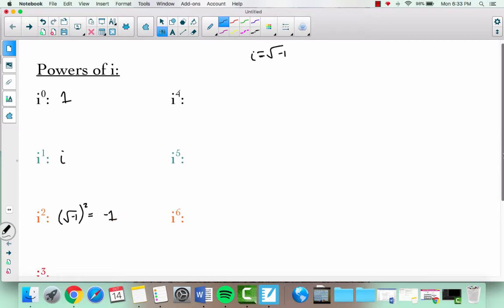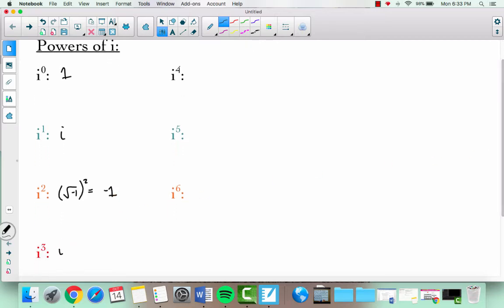And then lastly, i to the third is the same as writing i squared times i to the first. And we just said i squared was equal to -1. So I'm going to take that i squared and replace it with a -1. And then i to the first is just i. So if I multiply those together, we get that i to the third is the same as -i. So these four things here, 1, i, -1, and -i, are going to be the same four repeated answers that you would get no matter what your exponent is with i. You could have i to the 732nd, and it would end up with one of those four answers. And it's really nice because that pattern repeats over and over again.